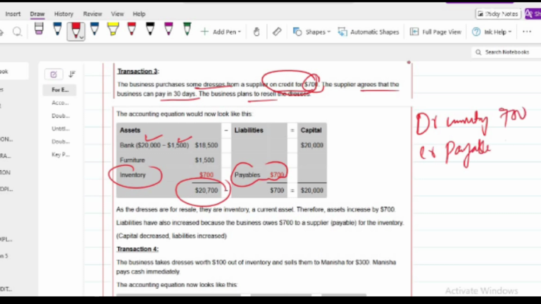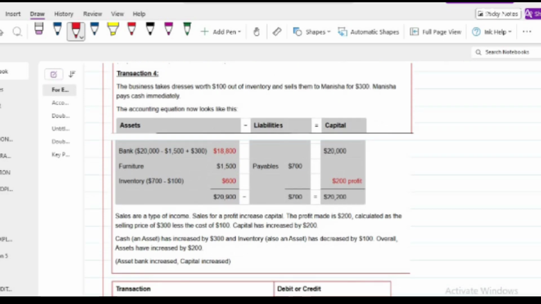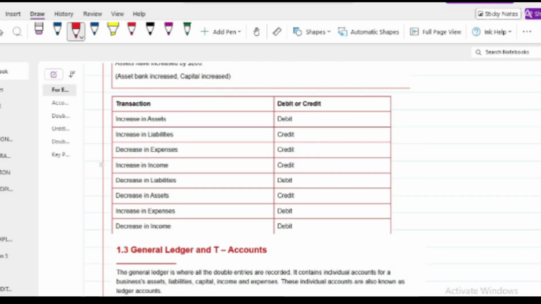Okay. You can do all these things, transaction number 4, in the same way. And now, if you see here, increase in asset, increase in liability. So an increase in asset is debit. If you see here, an increase in liability will be credit. Decrease in expenses, credit. Increase in income, debit. Decrease in liability, debit. Decrease in asset, credit. Increase in expense, debit. Decrease in income is also debit.